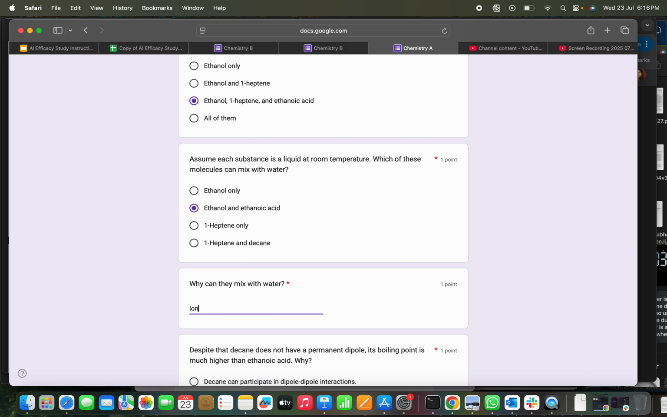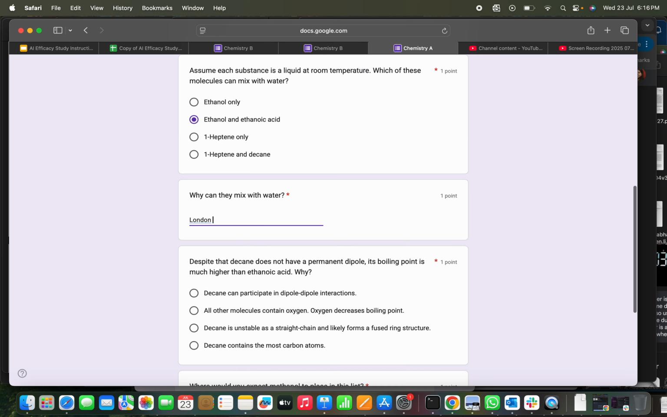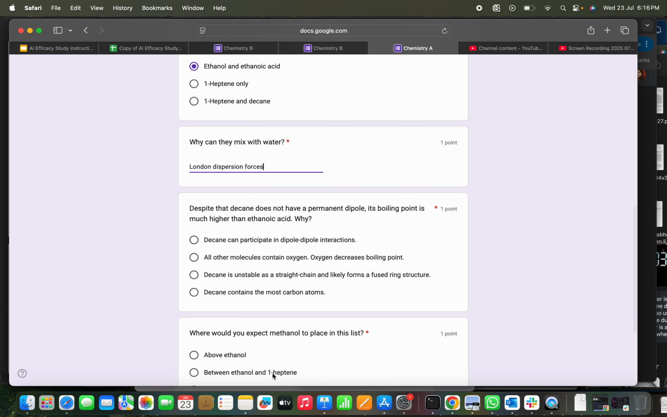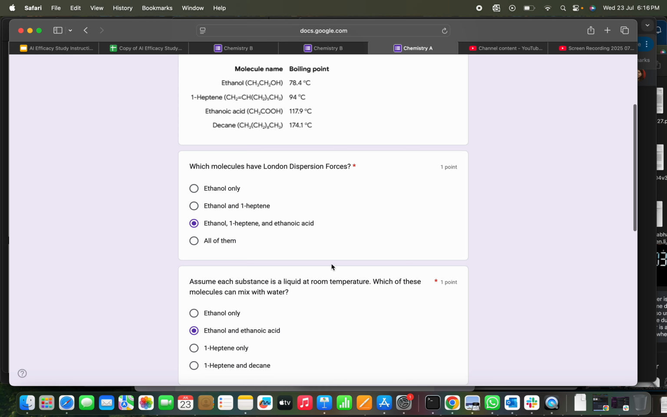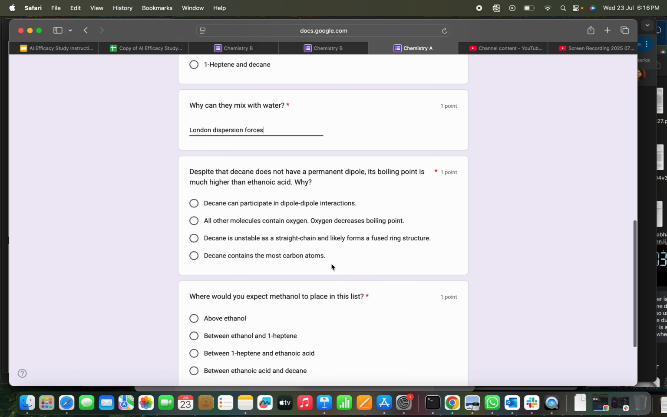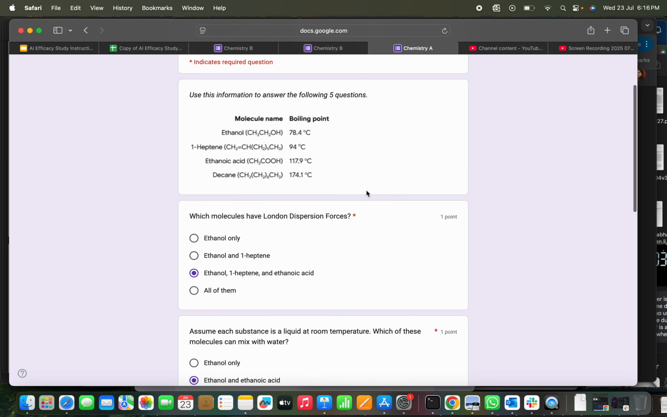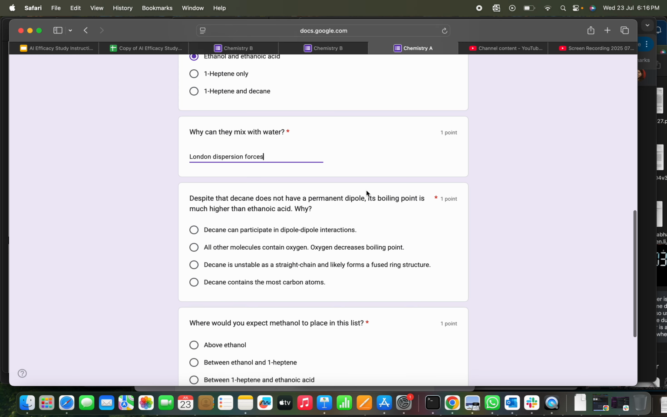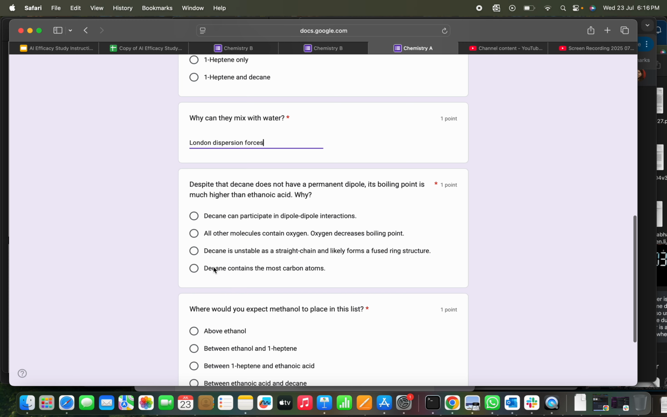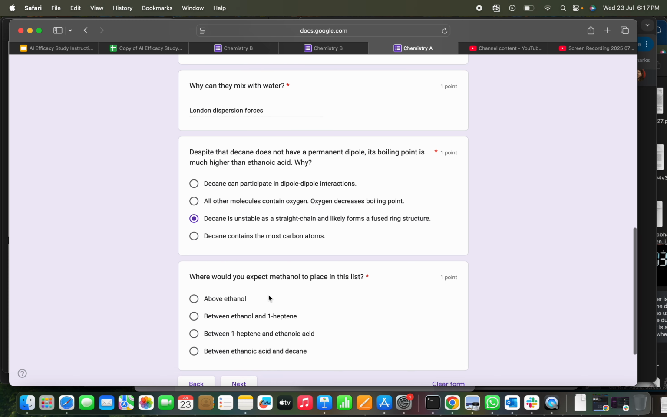Why can we? Because of London forces, I guess. London forces, despite that decane does not have a permanent dipole, its boiling point is much higher. Its boiling point is much higher than ethanoic acid because of the longer chain, I guess. Decane is unstable as a straight chain and likely to form a fused structure. This sounds more reasonable. So it will form a fused structure.